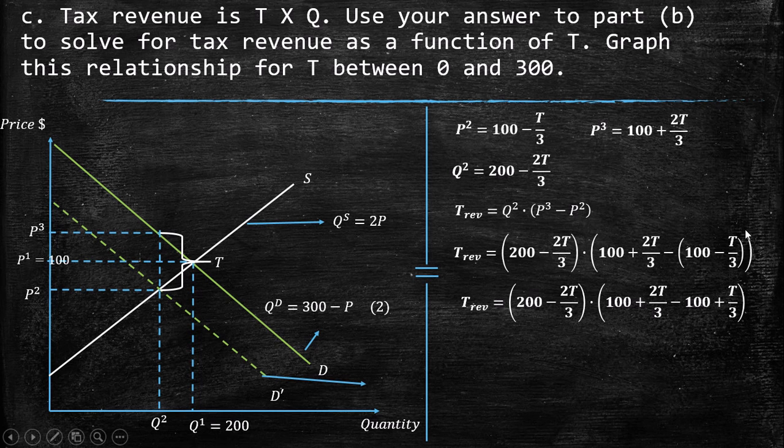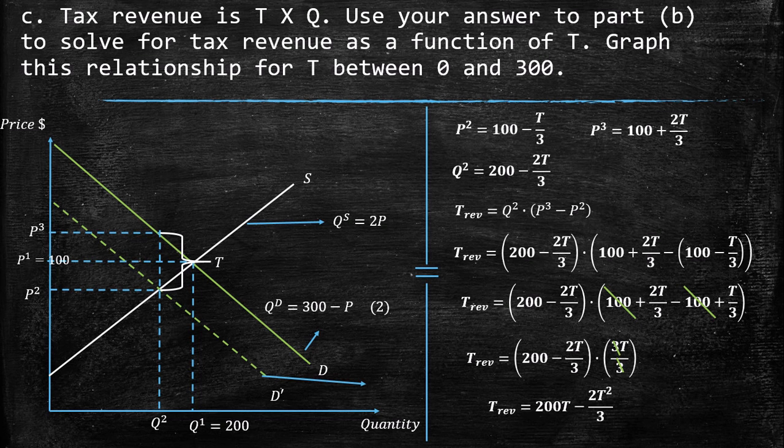I'm just going to operate. In the first one, I multiply this minus with the parentheses. We take care because this changes: minus times minus is going to be plus. This cancels out, and I have this one. This is the same denominator, so 2t plus t is going to be 3t. I divide 3 over 3, simplify, and I have 200 times t, minus 2t over 3 times t, is going to be this. So now we have the function which makes a relationship between t and the tax revenue.